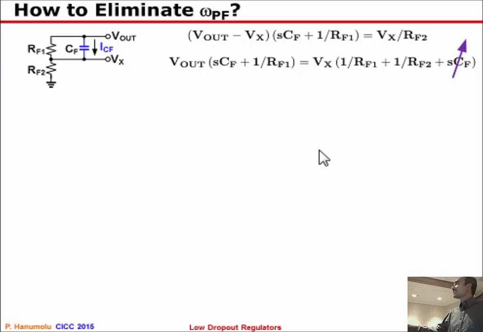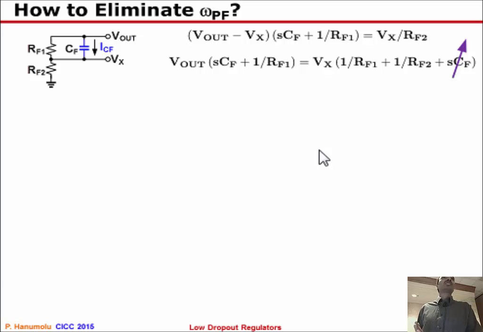So what I'm writing here is a KCL at this node, which is Vout minus Vx times this is equal to Vx over the current here. So if you rearrange these terms, bringing all Vout terms onto one side and Vx terms to the other side, I haven't really changed anything. If you take the ratio of Vx to Vout, then we have the zero at 1 over RF1 CF1, but we also have the pole that comes from this term.